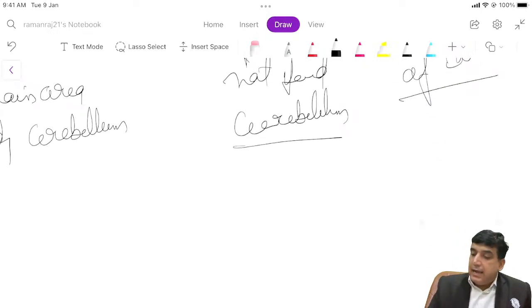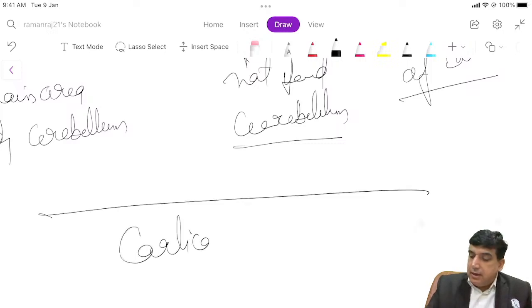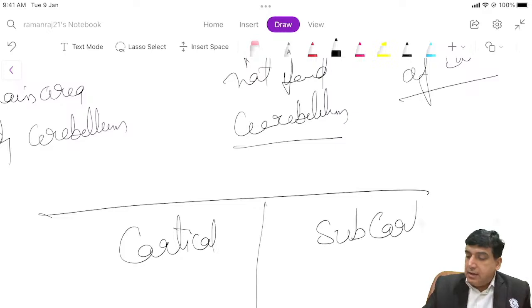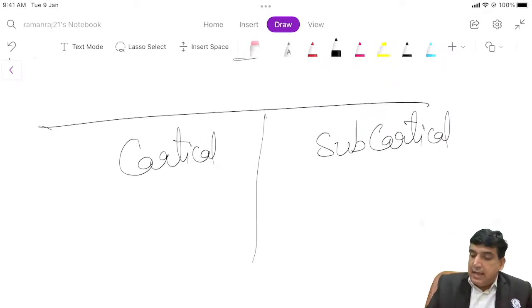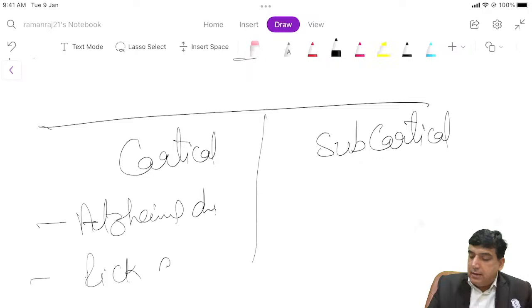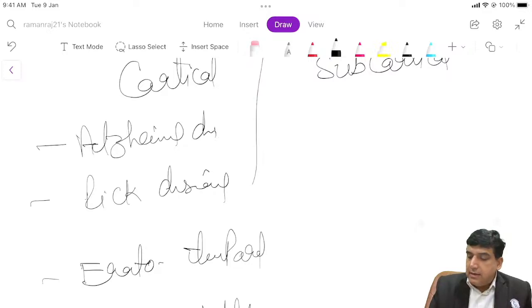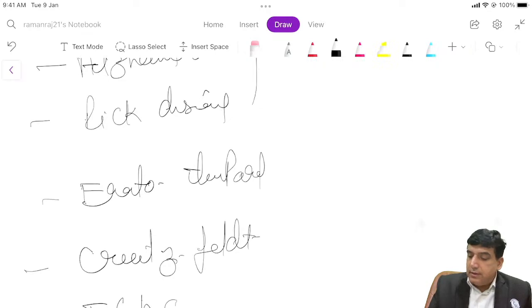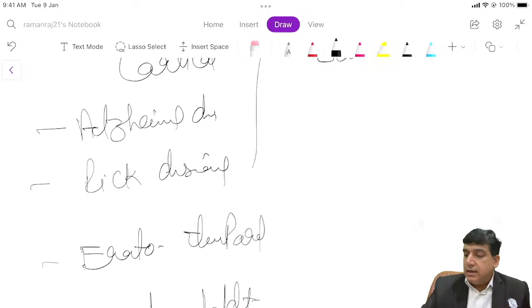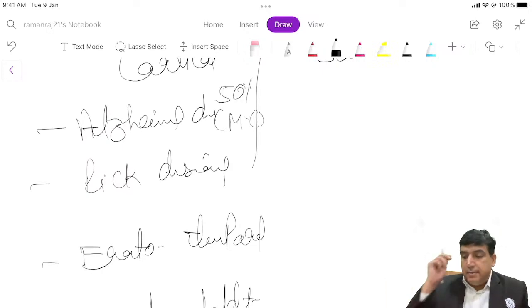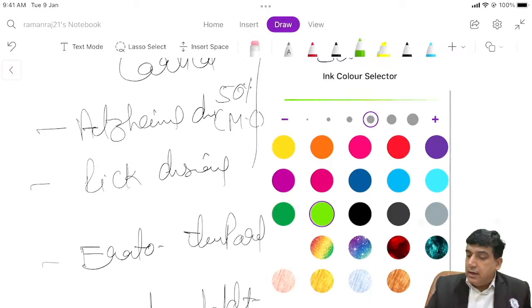We have cortical dementia and we have subcortical dementia. Many times they are asking about cortical and subcortical. Cortical dementias include Alzheimer disease, Pick disease, frontotemporal dementia, and Creutzfeldt-Jakob disease. Alzheimer disease is the most common type of dementia, roughly 50%. Pick disease, another name is, we call it what? Frontal lobe syndrome.